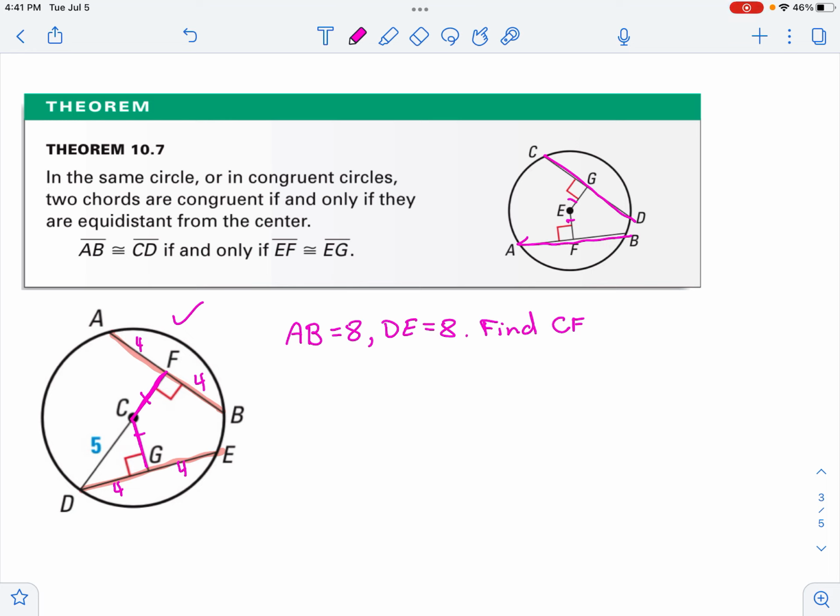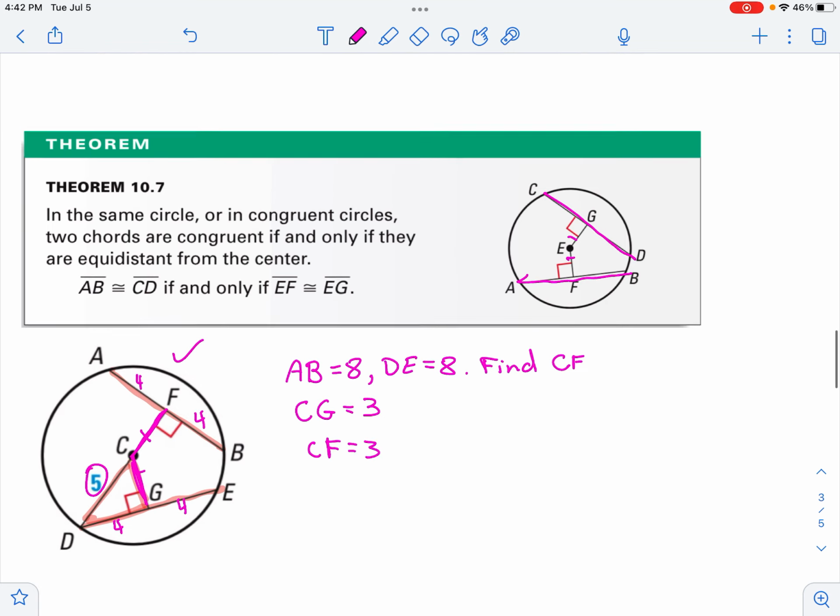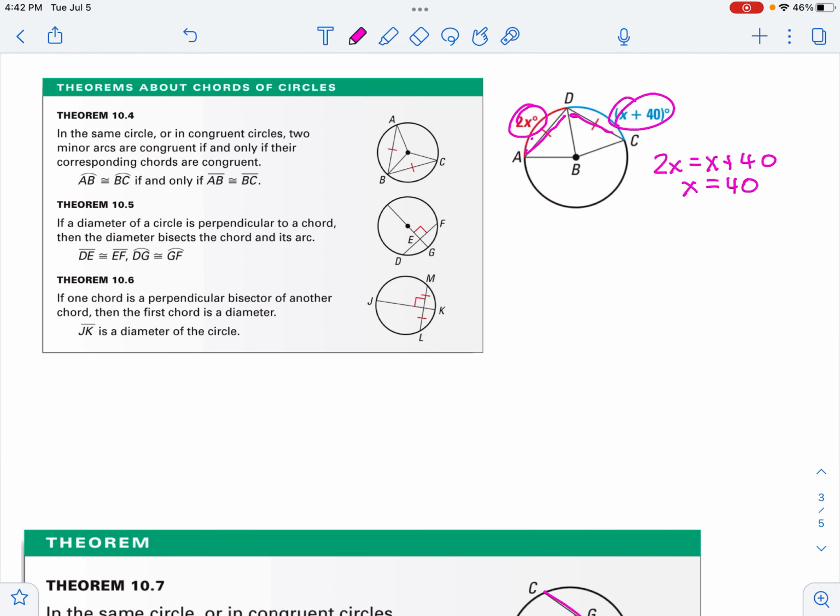And what I want to do is find out what CF is. Well, I know that the radius is 5 here. And look, I've got a right triangle here. Dig this right triangle. And in fact, it's a 3, 4, 5 right triangle. So I know that CG is equal to 3. Now, you could use the Pythagorean theorem as well, but it's equal to 3. Therefore, CF is also equal to 3 because it's the equal distance. So what we need is just a little practice using these ideas.